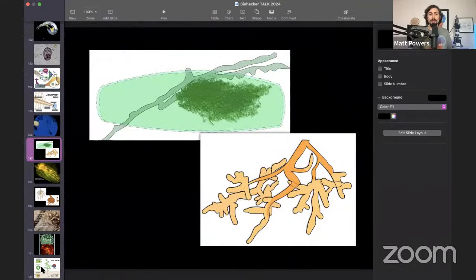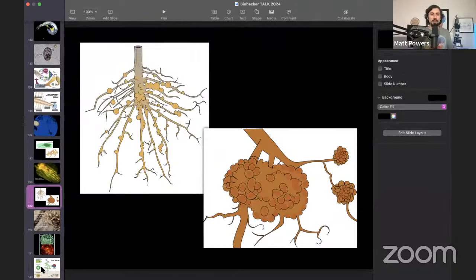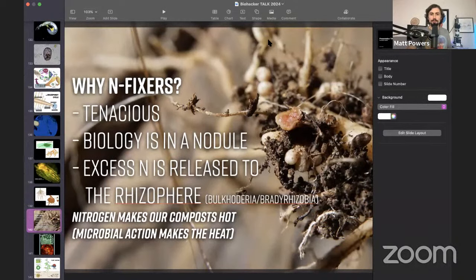And then you, of course, have the mycorrhizal associations that I was talking about. But what does that look like? It's beautiful. And then again, we have those bacterial associations where they live in the root. This is what they actually look like. And then you might be asking, why nitrogen fixers? Well, they're tenacious. So they can hold things together, they can cover things, they can protect things. And then the biology is in a nodule, so they're protected.